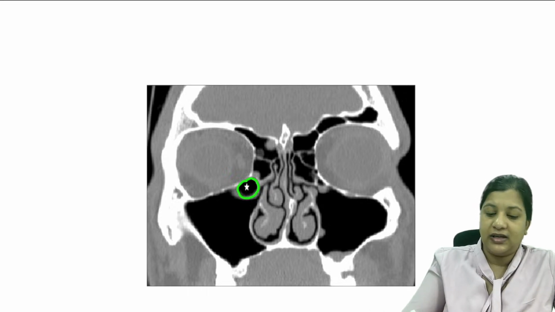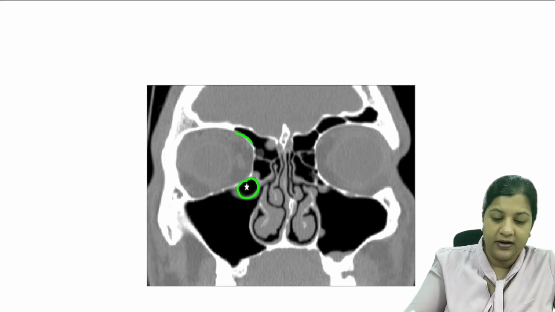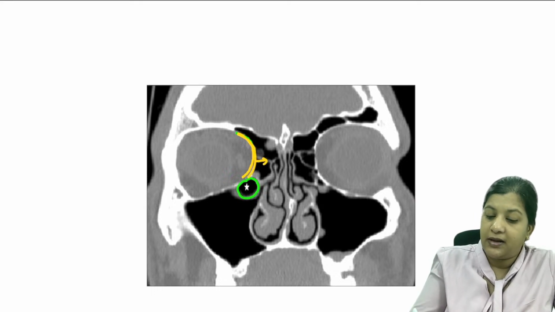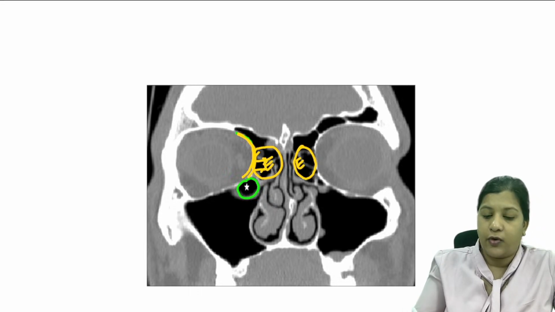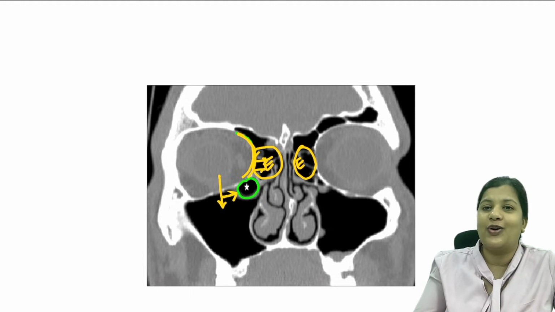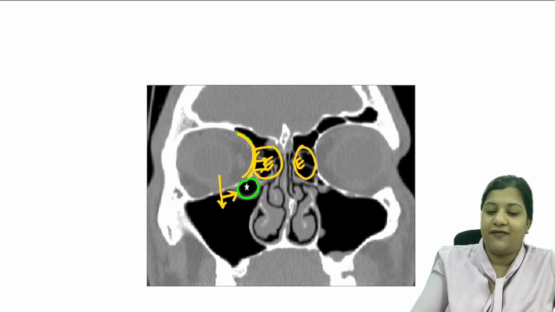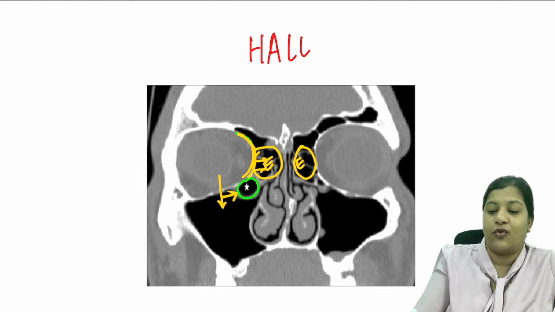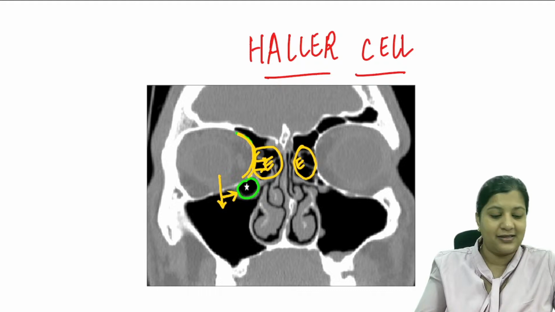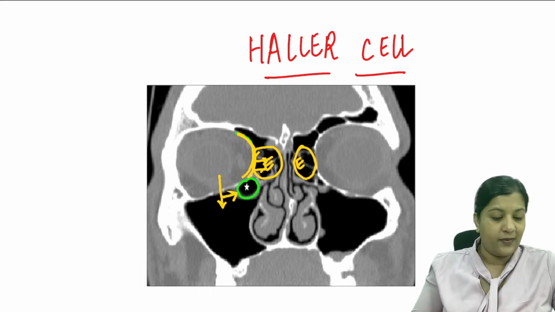Quick. So you see this is the medial wall of the orbit. Medial to it, all these cells will be called ethmoidal air cells. But you see this ethmoidal air cell is inferior and medial to the orbit. So what do you call this ethmoidal cell which is inferior and medial to the orbit? This would be called a Haller cell. So a Haller cell is a cell that is present inferomedial to the orbit.